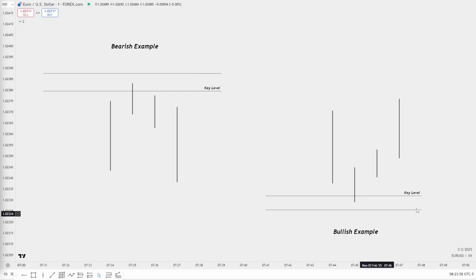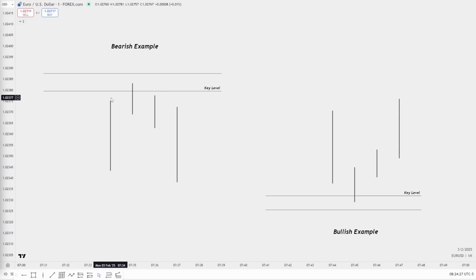Take a look on the chart here. You can see a depiction of a bearish example of what I'm talking about and a bullish example of what I'm talking about. Now this key level here is really the key behind this. This needs to be a key level that can be a fair value gap, it can be an order block, it can be a breaker block. It just needs to be a key level. It is not a key level unless it is in a premium on a bearish example or in a discount on a bullish example.